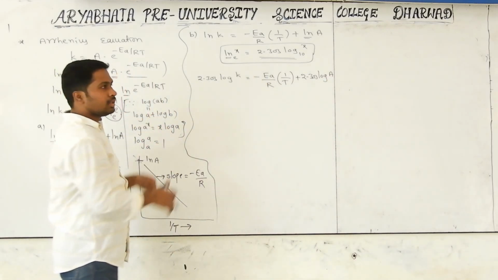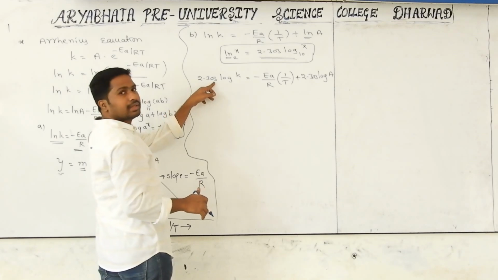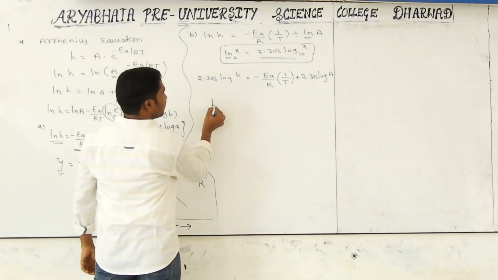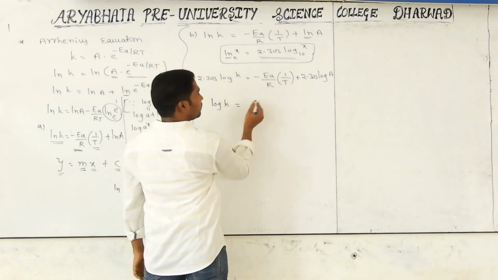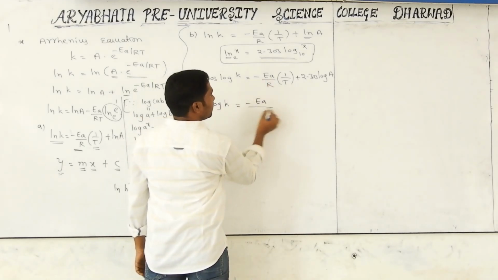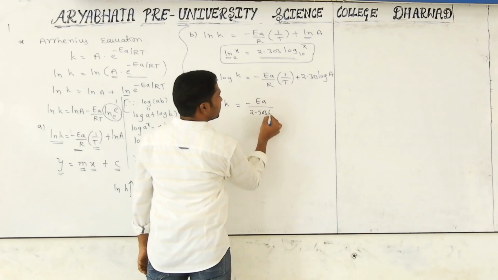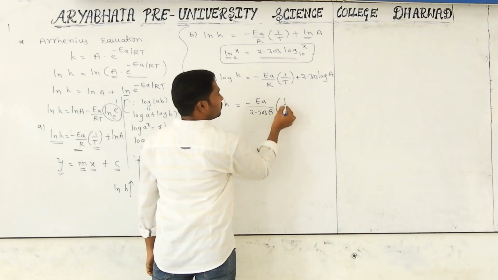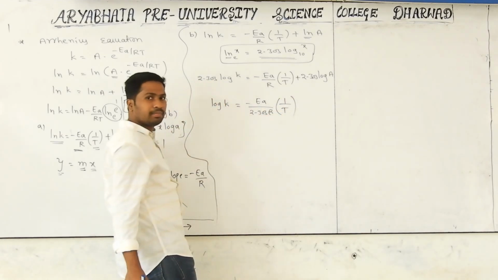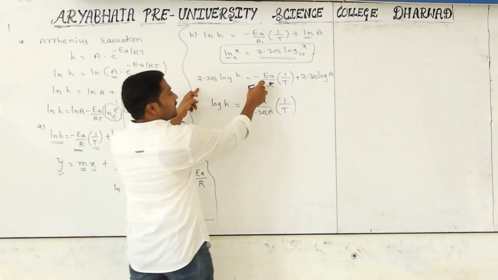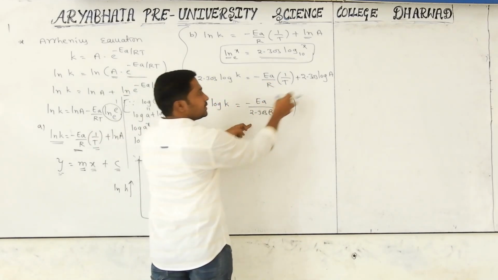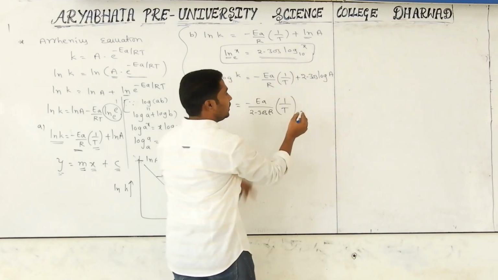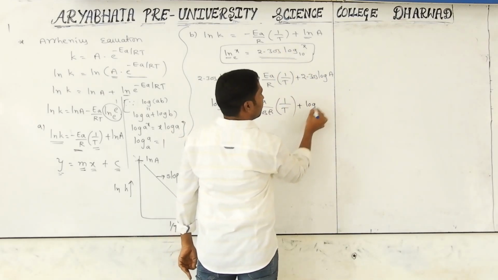Still I am simplifying the whole equation, dividing with 2.303. Then what are we getting? Log of k is equals to minus EA by 2.303 into R into 1 by T. Any problem? Yes, 2.303 cancels. Here again 2.303 cancels. So what is coming now? Log A.